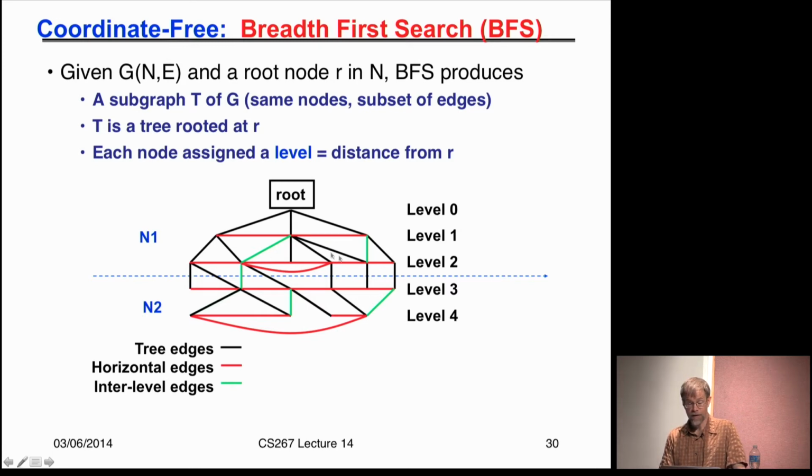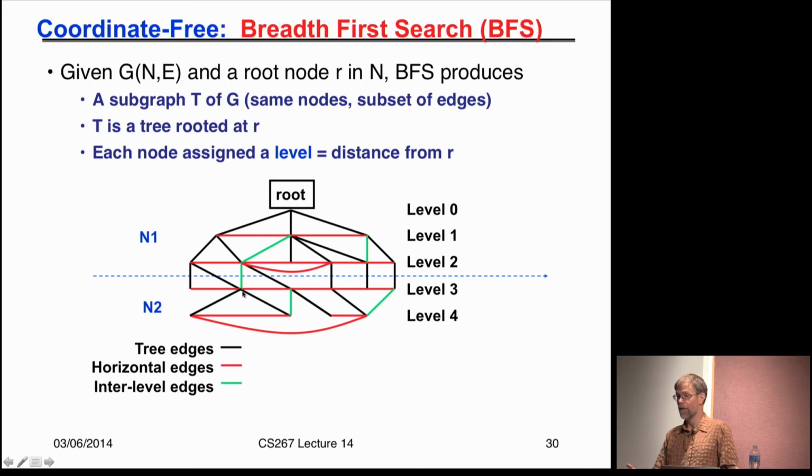And so all of the vertices that are, for example, at level 2 are exactly 2 edges away from the root, which you get by following the tree edges. It also identifies the horizontal edges. Those are the red ones. They go from one level to the same level; they stay in the same level. And then there are other possible edges, interlevel edges, green ones that go from one level to the next one, but they aren't in the tree. So the claim is that if you run breadth-first search, those are the only kinds of edges you can have. I cannot have an edge from, say, level 1 to level 3.